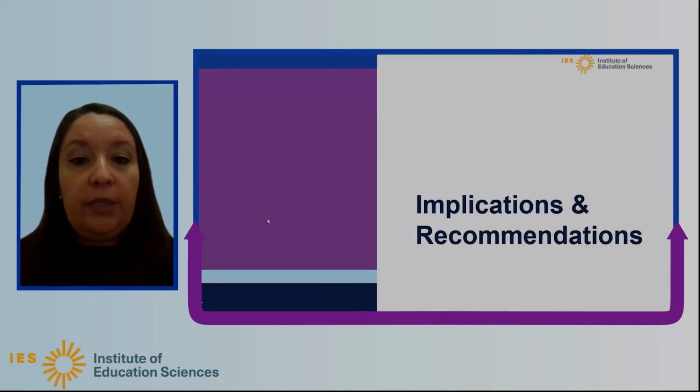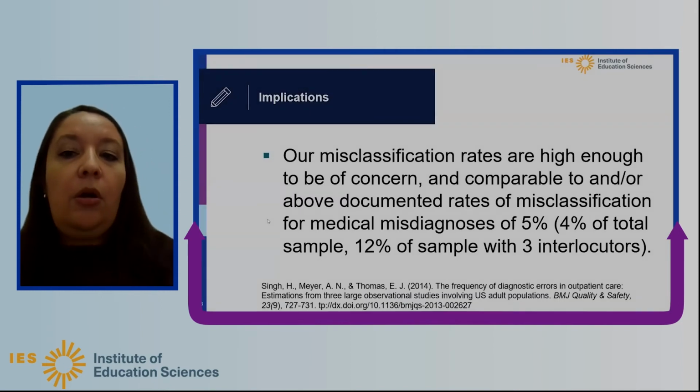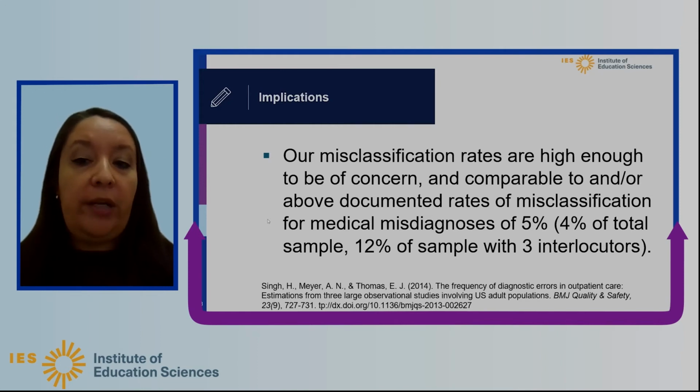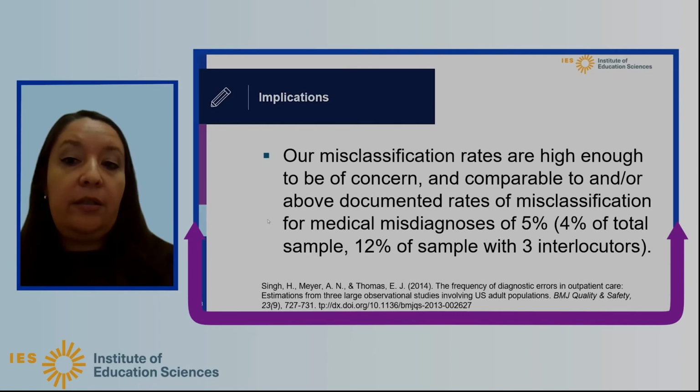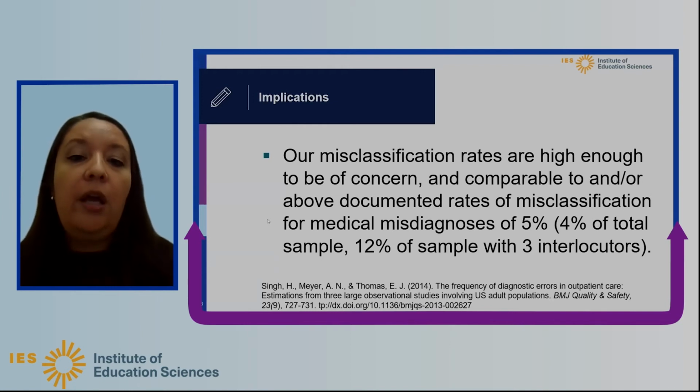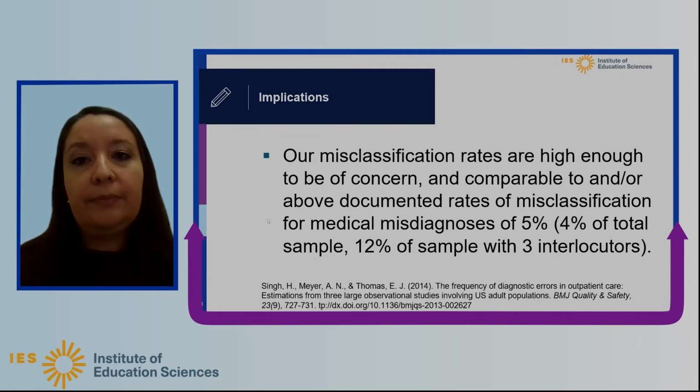So what can we take away from these findings? Although the misclassification rates might seem small, they are high enough to be of concern. One way to think about these findings is to draw a parallel with the documented rates of misclassification for medical diagnoses, and that's at about 5%. So when we look at our sample, our rate of 4% is fairly comparable to that. But if we're just looking at our sample that has that third adult at home, our rate of 12% is more than 2 times as high as the medical misdiagnosis rate. And that's particularly concerning given, like we have been talking about in this entire session, that there's often a third adult present in the home of ELs.